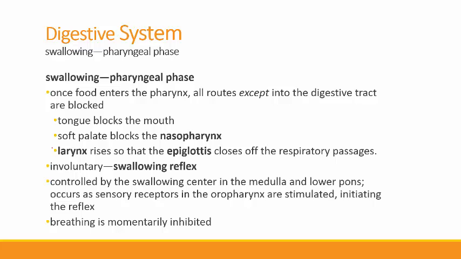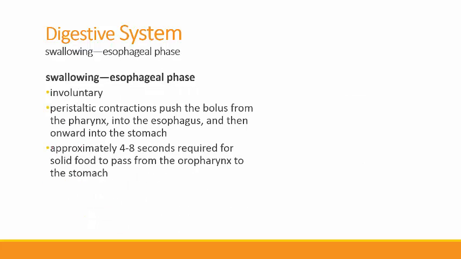And then muscular contractions of the pharynx will take over. Very briefly, breathing is even inhibited so that we don't accidentally aspirate some of the food that's in that bolus. And the contractions of the pharynx help to push the food downward and posteriorly toward the esophagus. And then finally, the esophageal phase, also involuntary, and this is where the peristaltic contractions push the bolus from the pharynx into the esophagus and onward into the stomach.